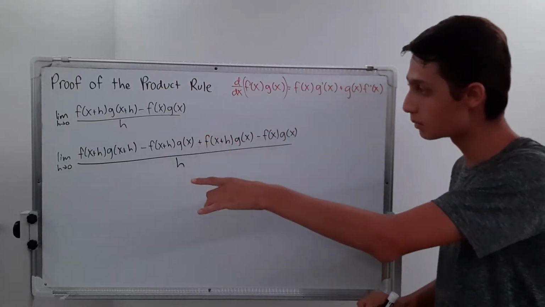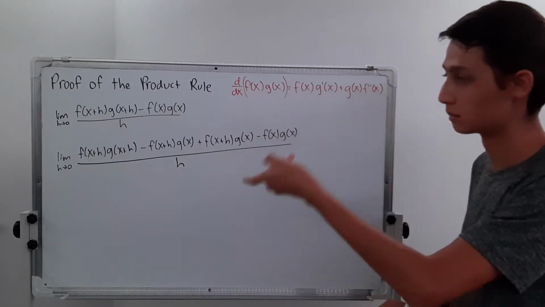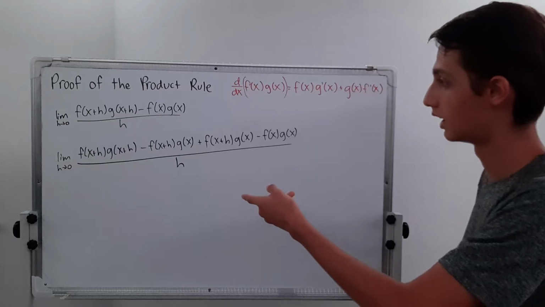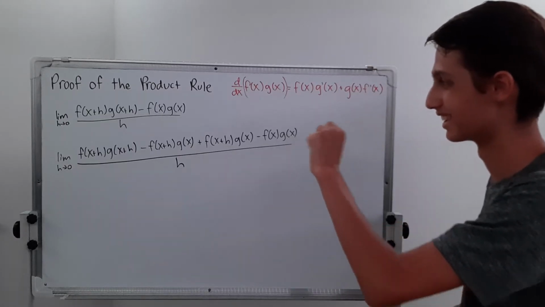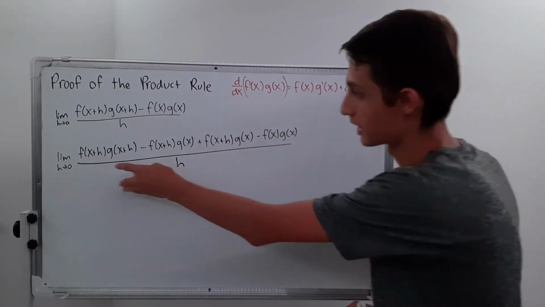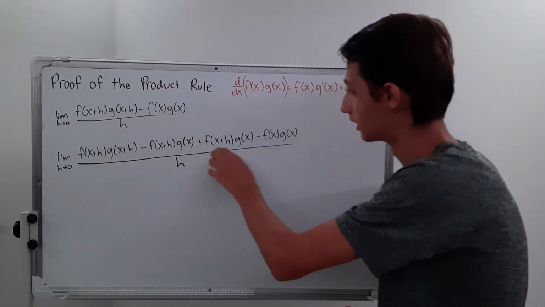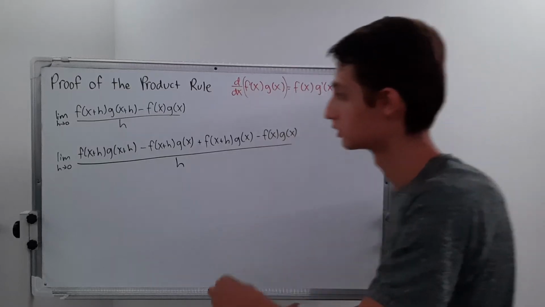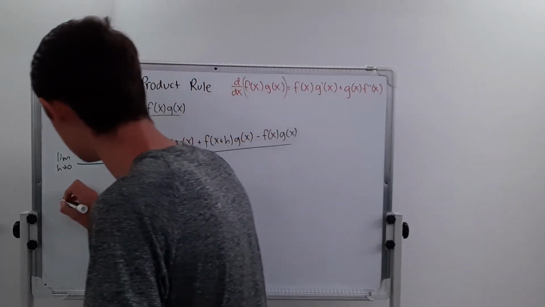So now what we can do is we can notice, well, we can split this limit up because, actually, no, let's not do that first. Let's notice that we can factor out an f of x plus h from here and here, and we can factor out a g of x from here and here. So let's just do that. So let me just write it.